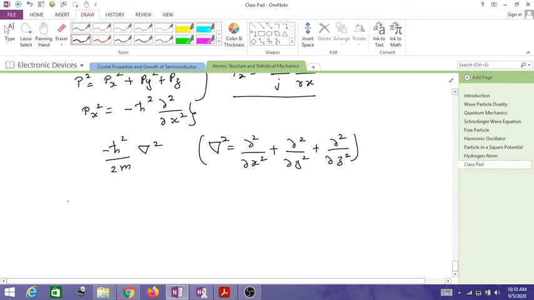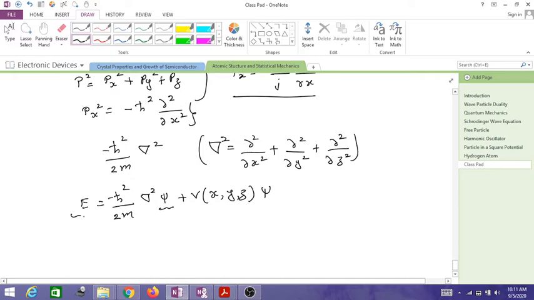Finally, if I put all this back in my energy equation, this equation becomes E is equal to minus h bar square by 2m with the gradient square operating on the state function, plus the potential energy in three dimensions, V of x, y, z, operating on the state function.